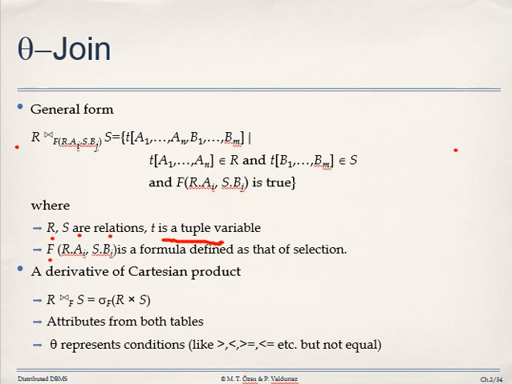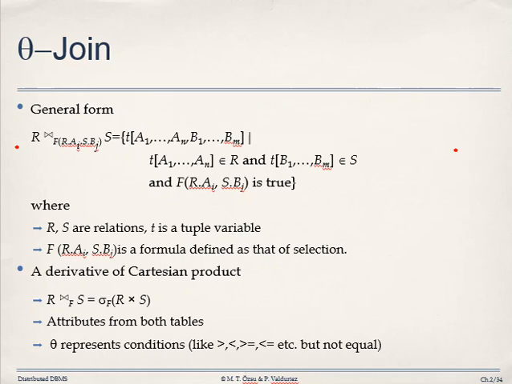A derivative of the Cartesian product is R join over F with S, which is equal to sigma, the selection operation, with the function or formula F applied to R multiplied by S. So in the result we will get all the attributes from both tables. And here theta represents the particular condition.